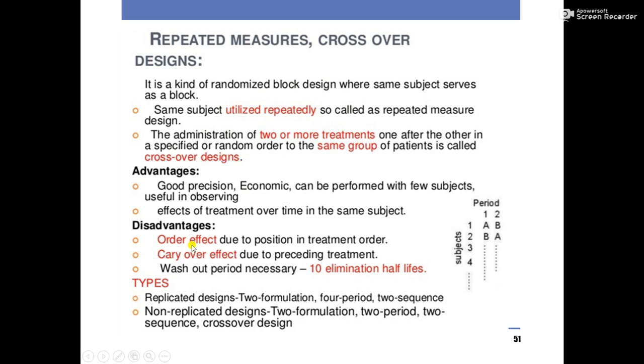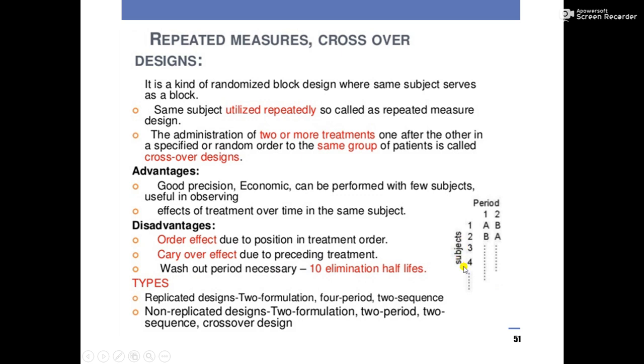What are the advantages and disadvantages of repeated measures crossover? The first advantage is it has good precision and it is economical, can be performed with few subjects, and is useful in observing the effects of treatment over time in the same subjects. The disadvantages are the order effect due to position and treatment order, carryover effect due to preceding treatment, and a washout period necessary, about 10 elimination half-lives.